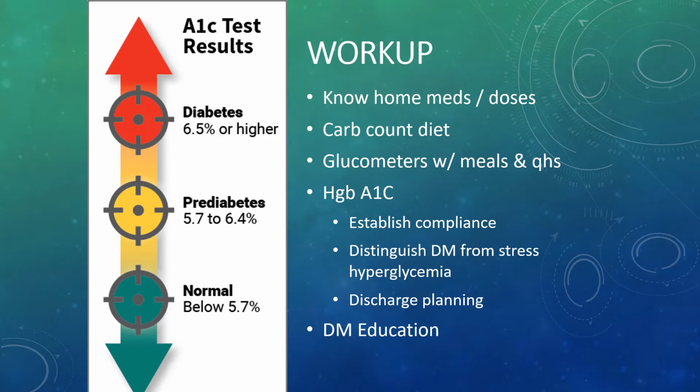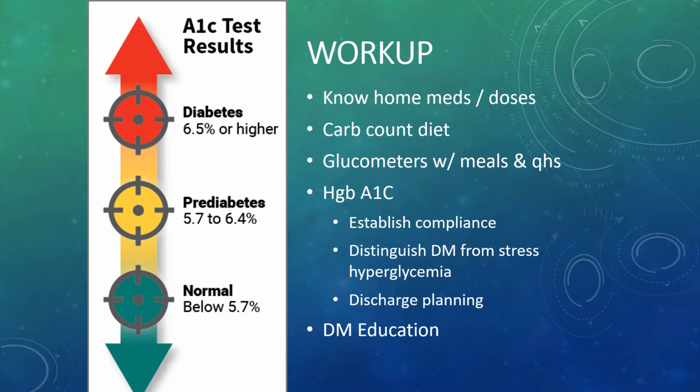As mentioned, an A1C will help establish compliance. So if a patient says, I take my medications regularly, but then you see that their hemoglobin A1C is 13, either they're not taking their medication compliantly or their diet is terribly non-compliant. It also distinguishes diabetes from stress hyperglycemia. So if you see that their blood sugars are 200 in the hospital, but their A1C is 5 or 6, then you know that it's probably a stress reaction like an infection or inflammation that's causing their blood sugar to increase.